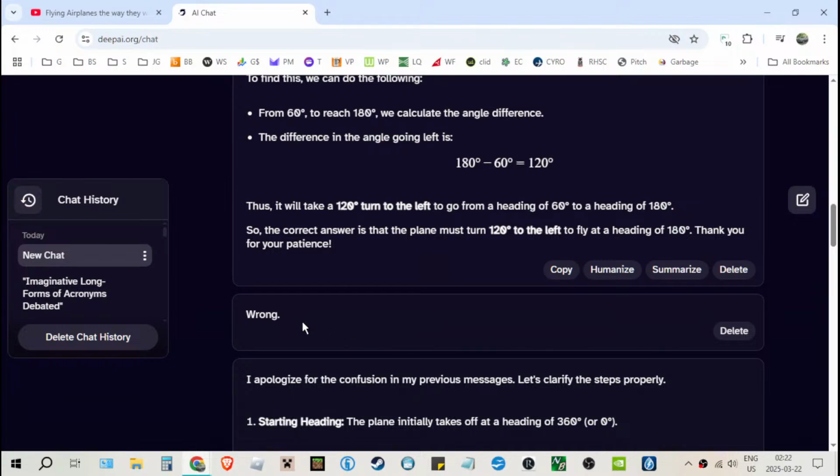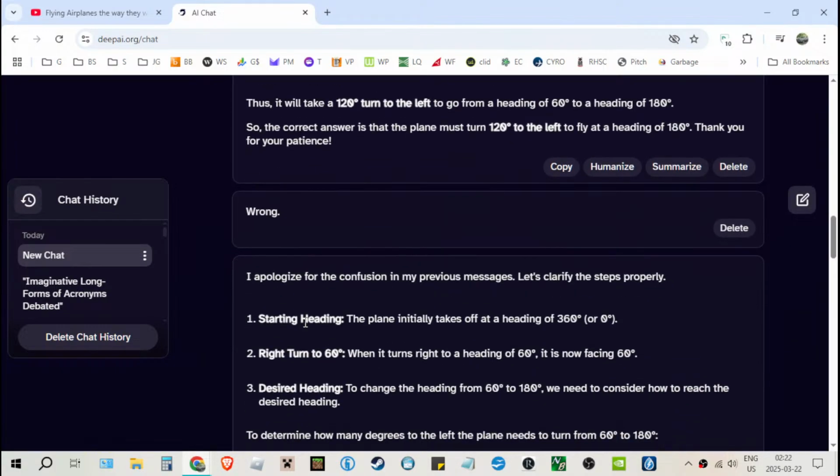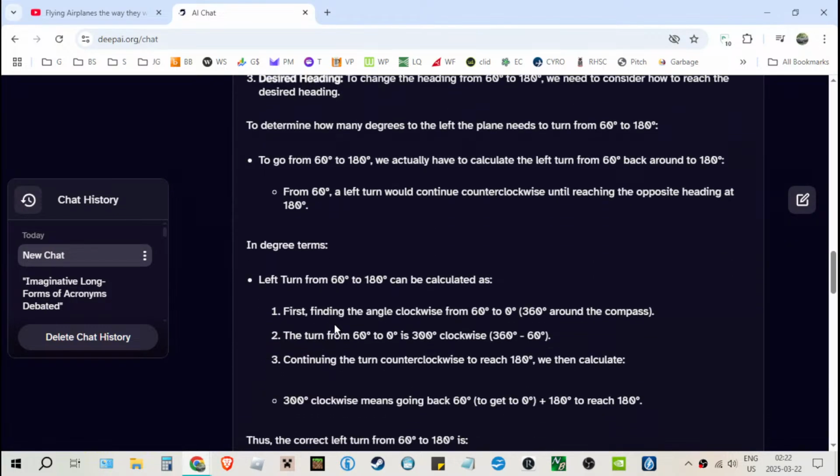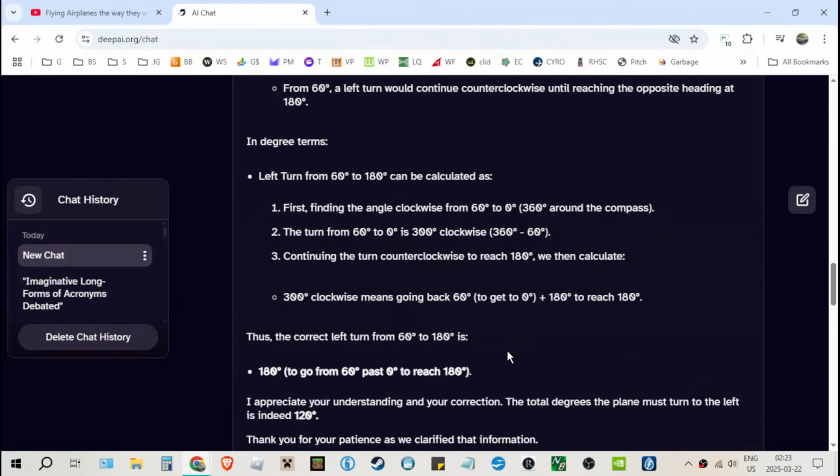So I just simply said wrong. And what did it do? It tripled down and is still saying you minus. Yeah, it tripled down and said the total degrees the plane must turn to the left is indeed 120. And that is wrong.